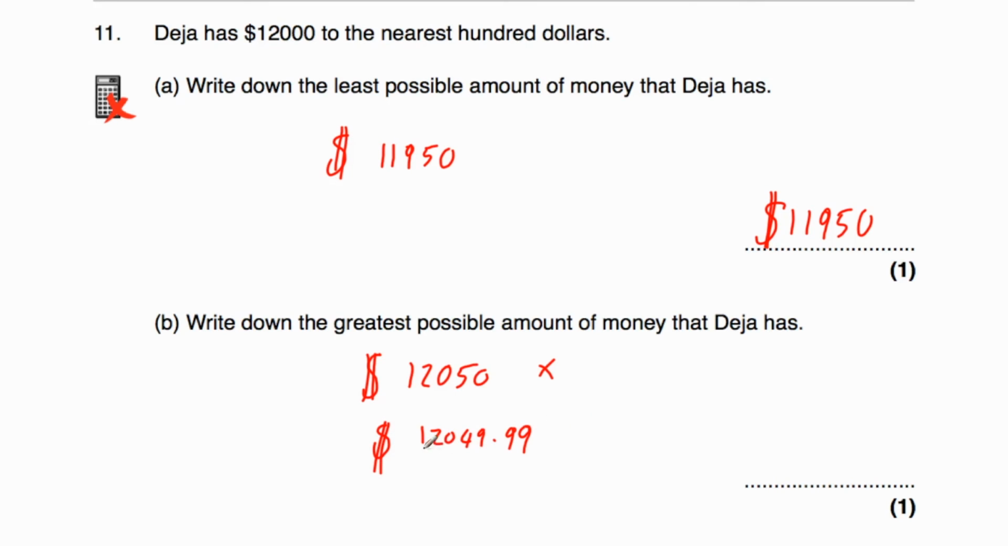Some students think it's going to be $12,049, but remember, it says what's the greatest possible amount of money that she could have? Well, she could have some cents as well. As long as it doesn't reach up to $12,050, then it would be the greatest possible amount of money. So the answer would be $12,049.99.